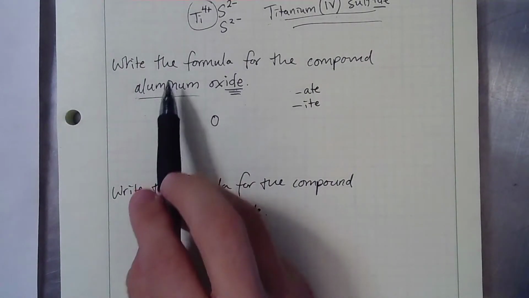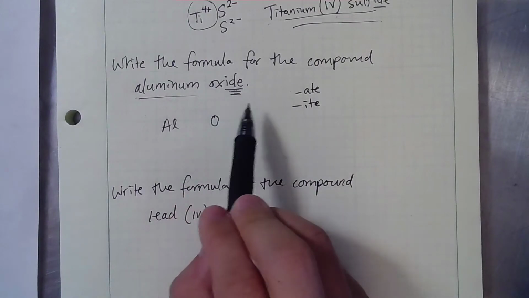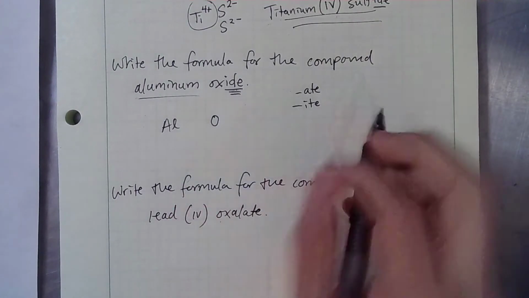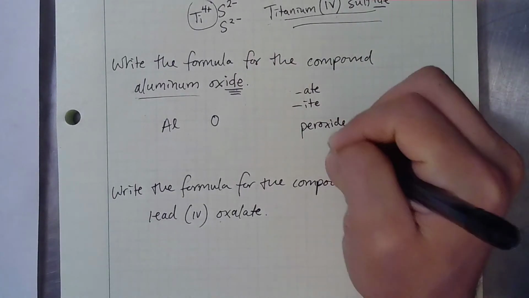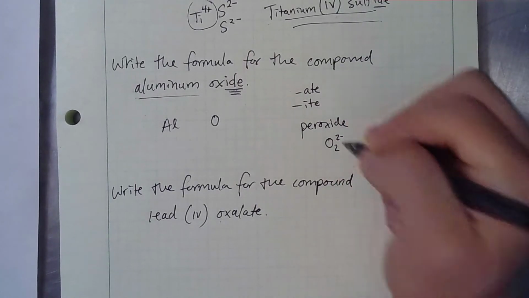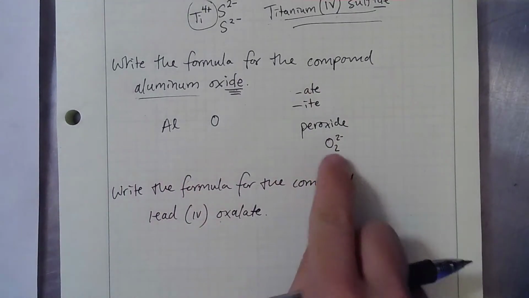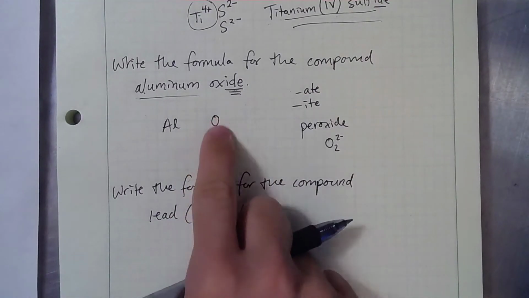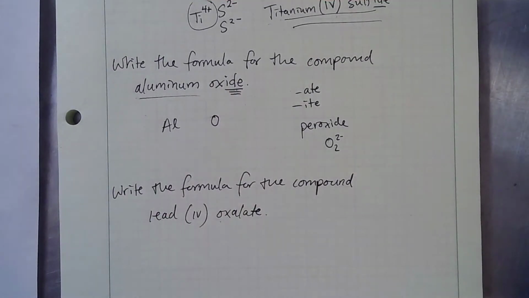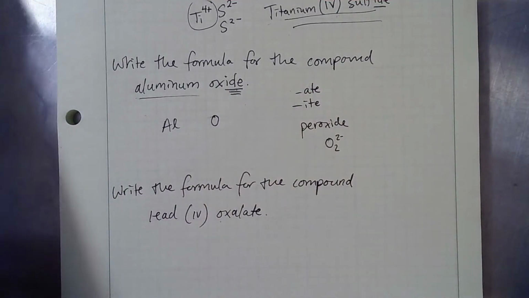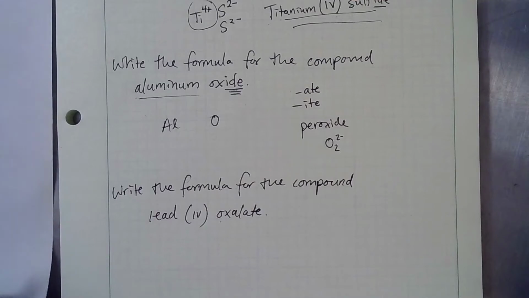If this had said aluminum peroxide, then peroxide actually is one of those polyatomic ions. It's O2 with a -2 charge. Then you would just use this ion, okay? But because this just says oxide, this is only talking about the element oxygen. I can consult the periodic table to find its charge, along with aluminum.